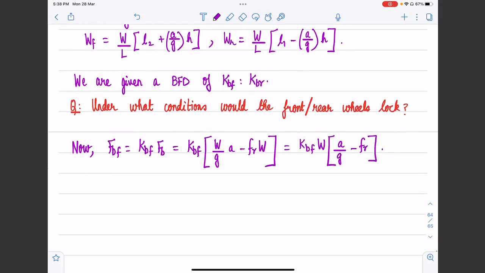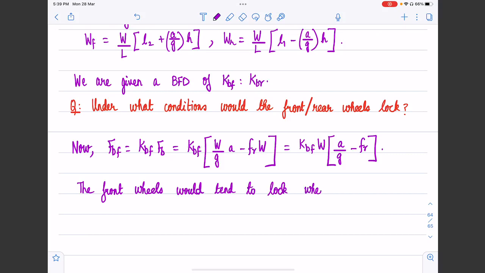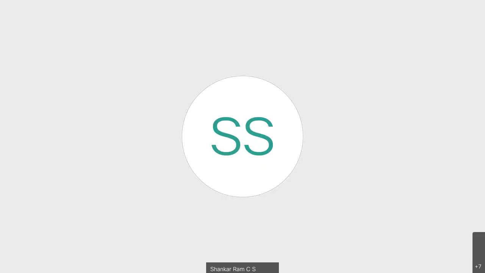Now, when would the front wheels lock? The front wheels would tend to lock, they won't immediately lock, when the brake force that we are asking is going to be greater than the capacity at the tire road interface. So FBF, the brake force that we are asking, is going to be greater than the peak friction coefficient mu P times WF.